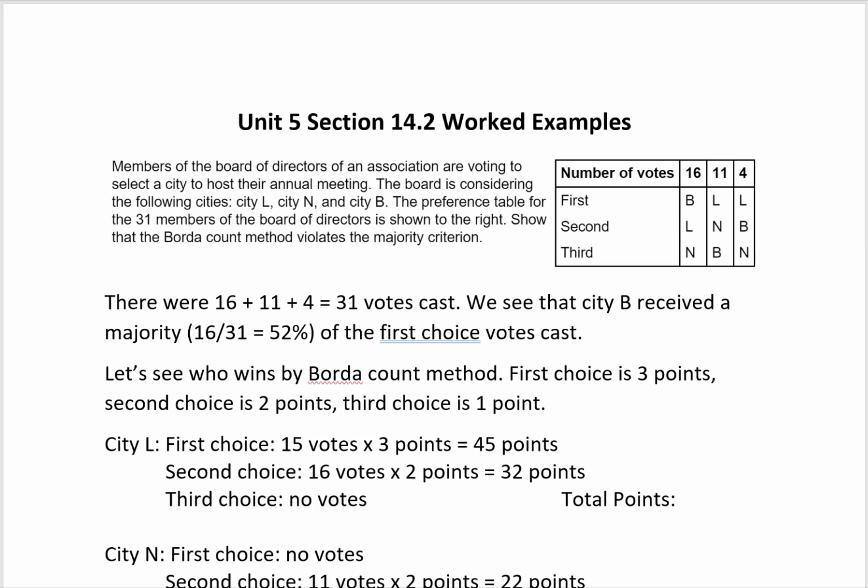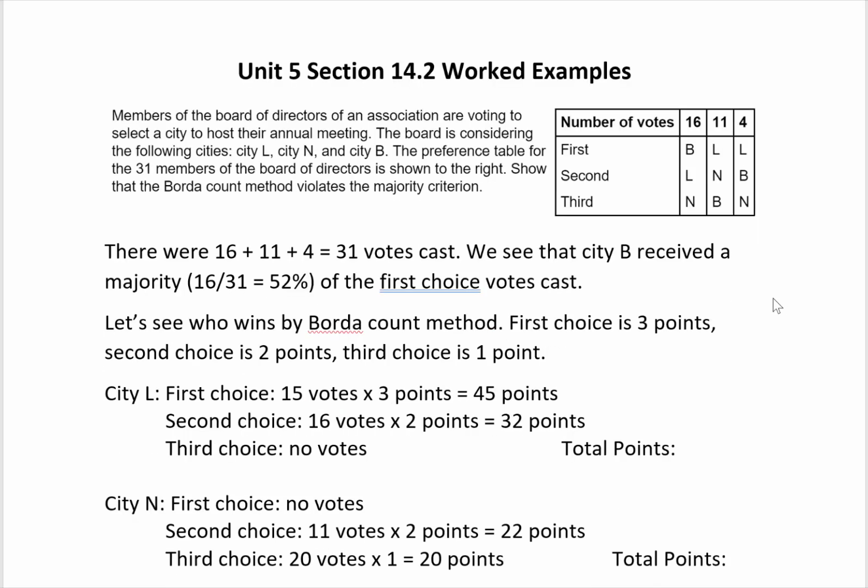Show that the Borda Count method violates the majority criterion. There were 31 votes cast. We see that City B received a majority, 16 out of 31, or 52% of the first choice votes cast. Let's see who wins by Borda Count method. First choice is 3 points, second choice 2 points, third choice 1 point.